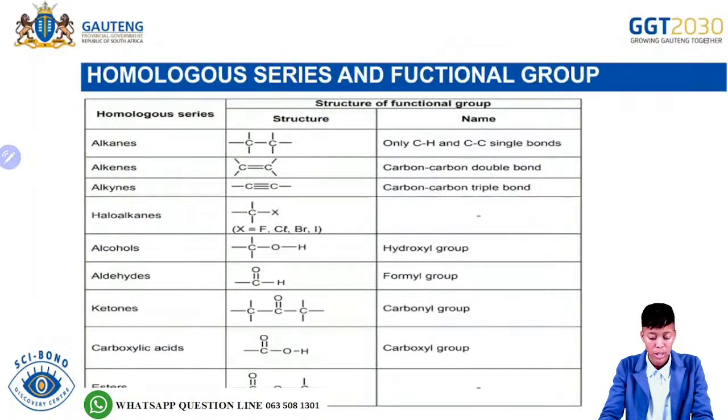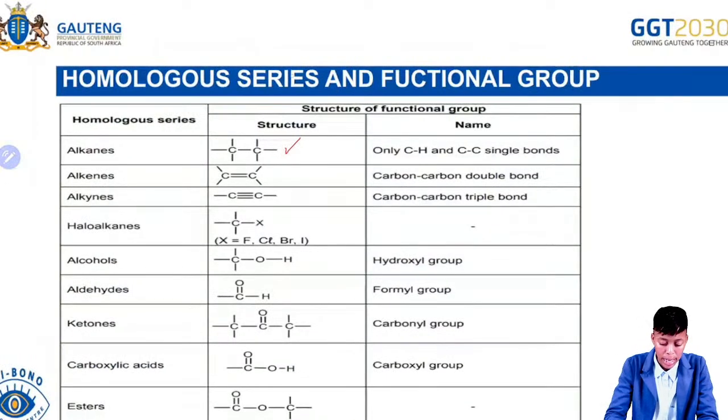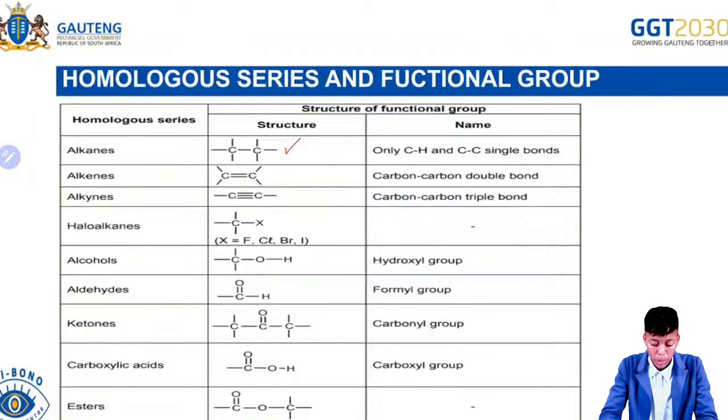So just to remind you on the homologous series and the functional groups that you need to know. Remember, throughout organic chemistry, you need to know this table off by heart. For the homologous series, we have alkanes, and for the alkanes, you need to know the structure. The alkanes contain what? They contain single bonds. So where are those single bonds? They are in between what? The single bonds are in between the two carbons.